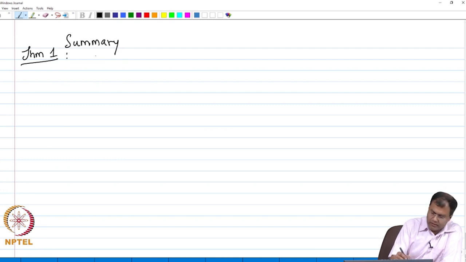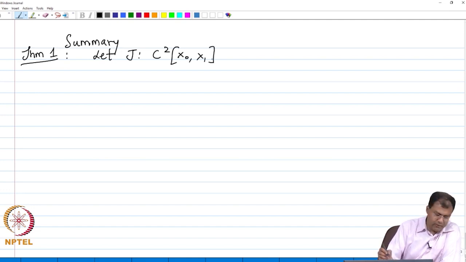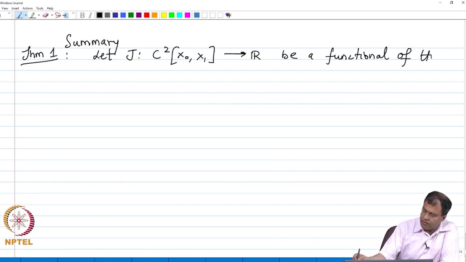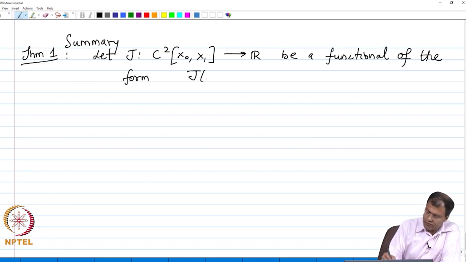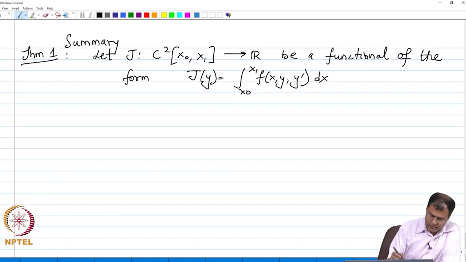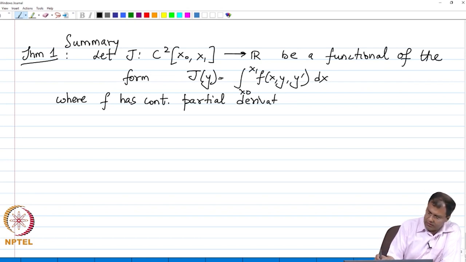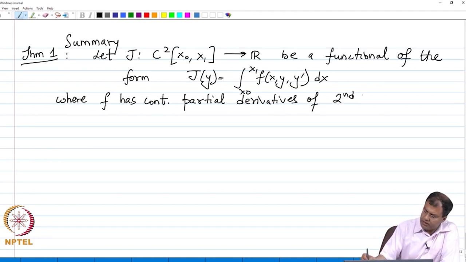So, the result says that suppose I have a functional, which is a map from the set of all second order differentiable functions to the space of all real numbers, of the form J of y is equal to integral from x0 to x1 f of x comma y comma y prime dx, where f has continuous partial derivatives of second order. So, the integrand has continuous partial derivatives of second order with respect to the variables x, y, y prime.